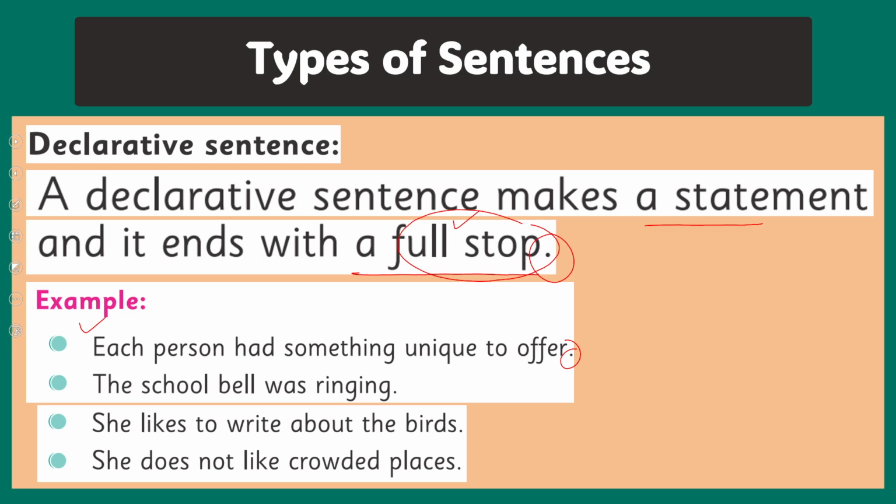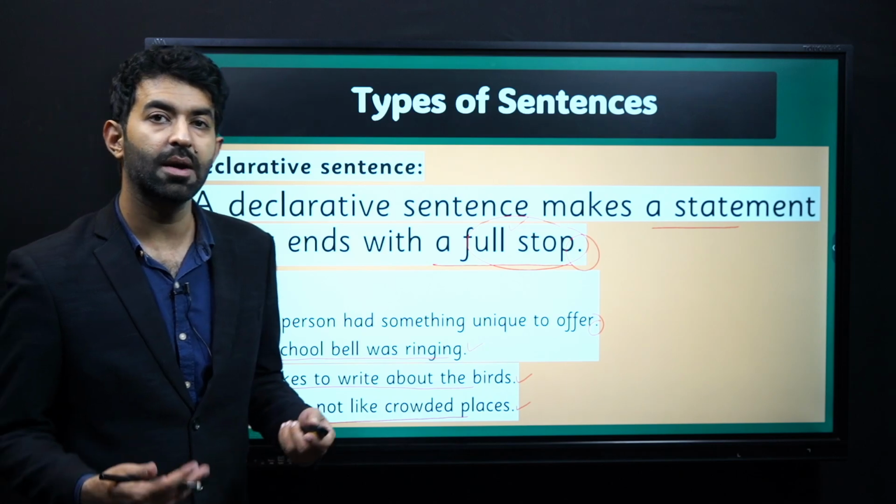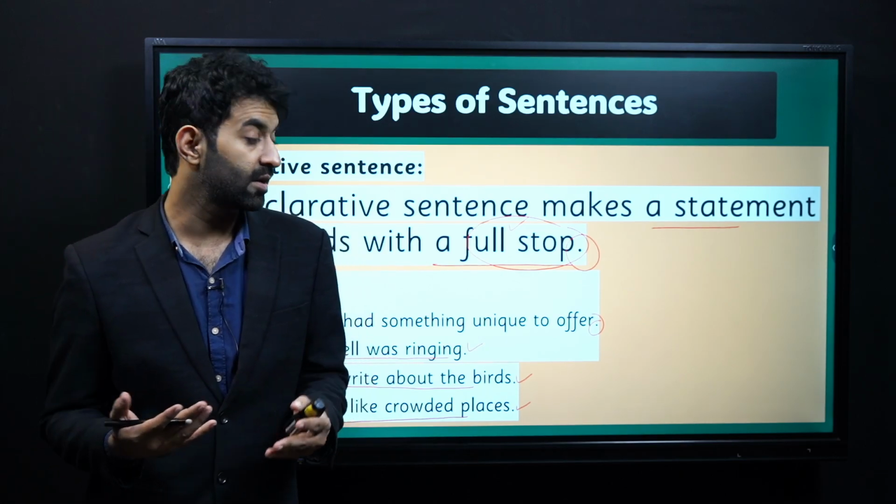The school bell was ringing. This is a very simple sentence, and it's a past tense used in the sentence, but again this is a declarative sentence. She likes to write about the birds. She does not like crowded places. So all these are statements that are for somebody. We have a subject and a verb.